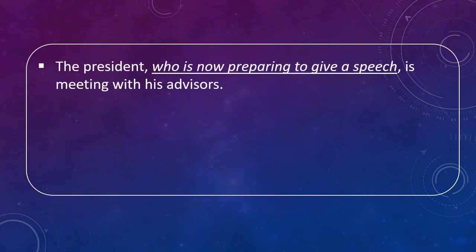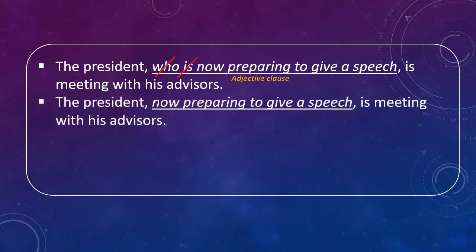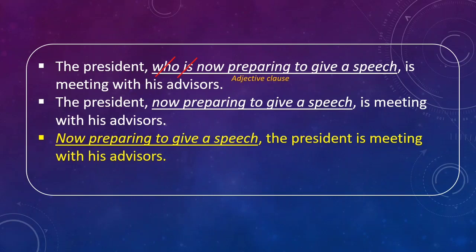Another example, the president who is now preparing to give a speech is meeting with his advisors. In this sentence, the adjective clause who is now preparing to give a speech can be reduced by omitting the adjective clause connector who and the to be is. The sentence will be, the president now preparing to give a speech is meeting with his advisors. The reduced adjective clause now preparing to give a speech can appear at the front of the sentence. So, the sentence will be, now preparing to give a speech, the president is meeting with his advisors.